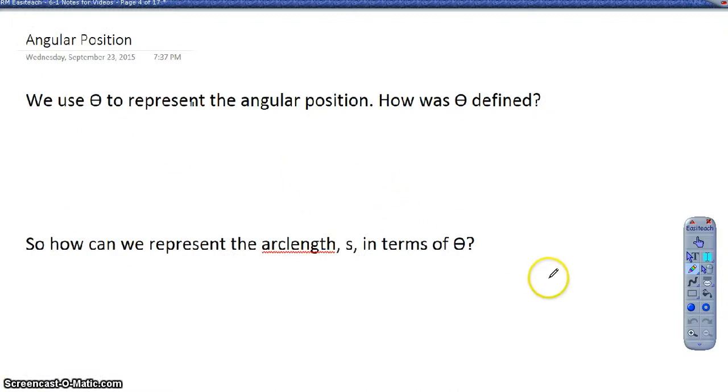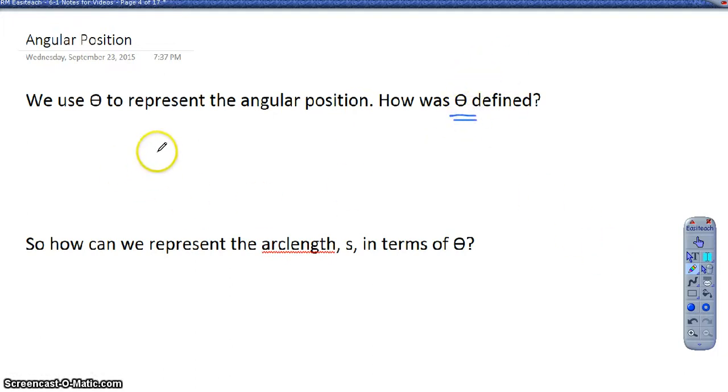So on these next couple slides, I'm going to redefine hopefully something we're already comfortable with here, but again, it's a relationship between linear and angular measurements. So we use theta to represent the angular position. How did we first define theta, though? How did we first define radians?